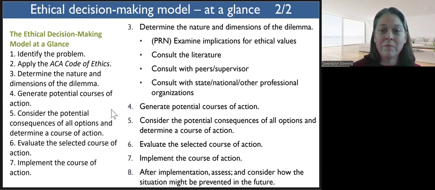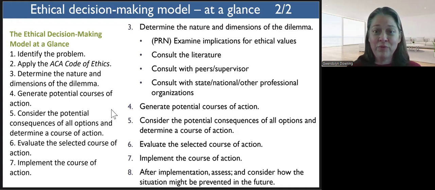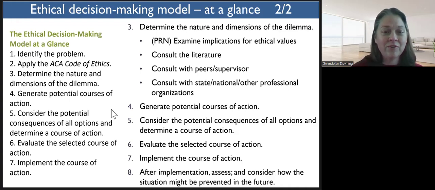Publicity. What if my decision was made public, right? And then universality. Would I recommend this to another colleague in the same situation? Okay. So if you can answer yes, then we move forward. But if there's anything in that course of action that doesn't align, then we go back up and start working through our steps again. Well, the steps that apply again.